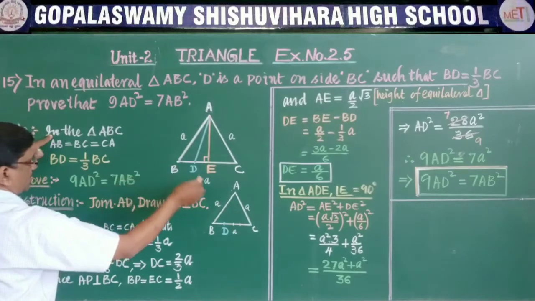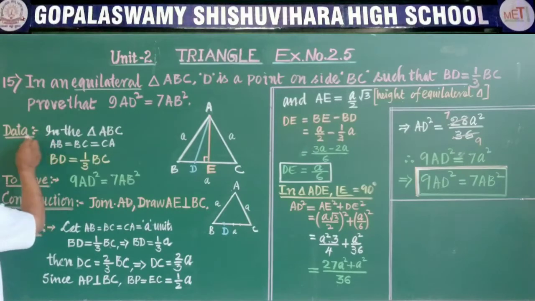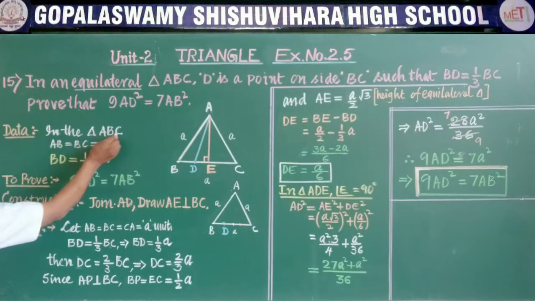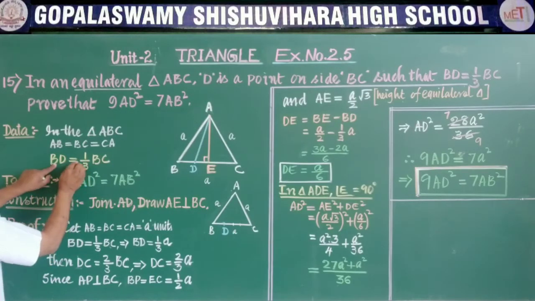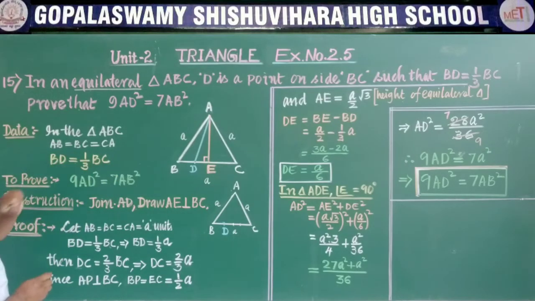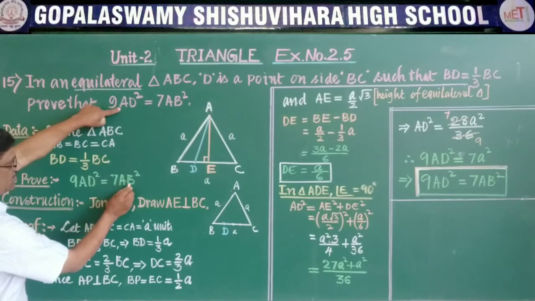So now, according to the statement, we have drawn the figure. According to this figure, I have written here the data. That is, in the triangle ABC, all the sides are equal because it is an equilateral triangle. That's what I have written here: AB is equal to BC is equal to CA. Next, BD is equal to 1/3 of BC. These are all the things given. What is to be proved? That is 9AD square is equal to 7AB square.